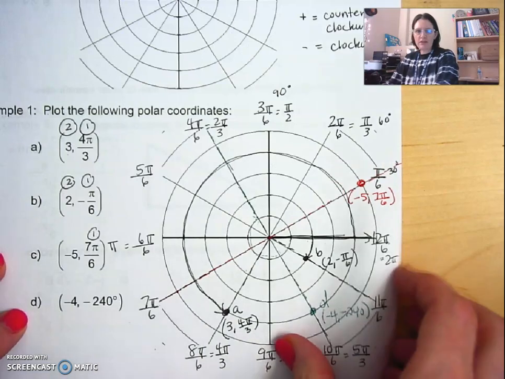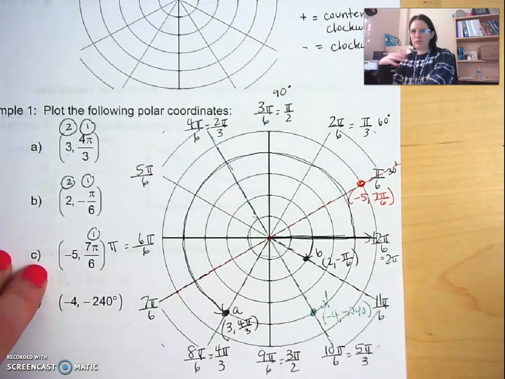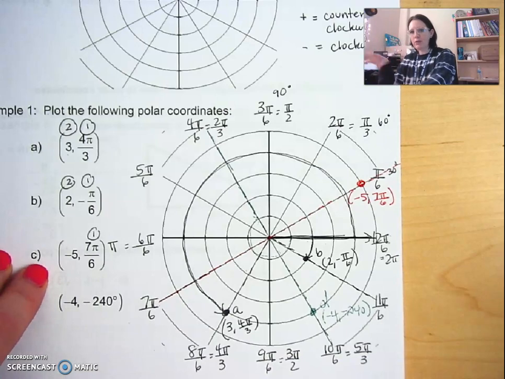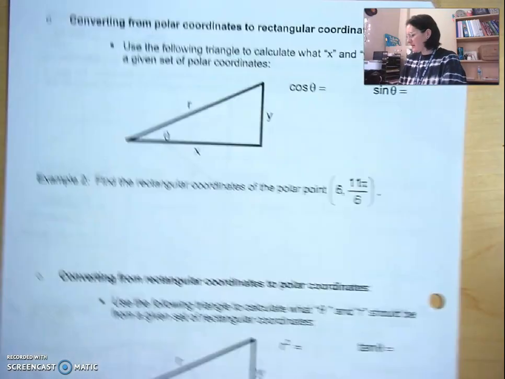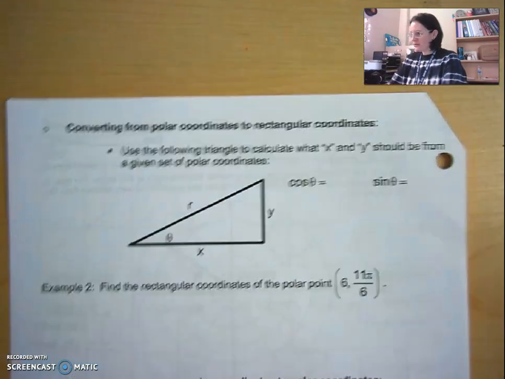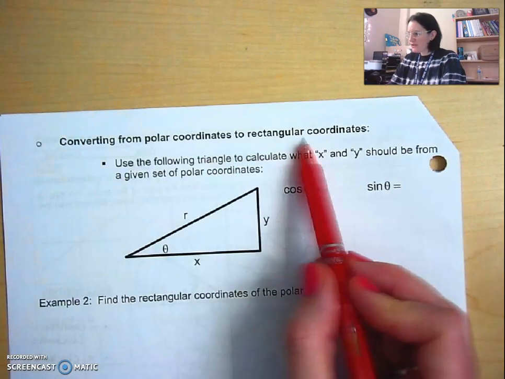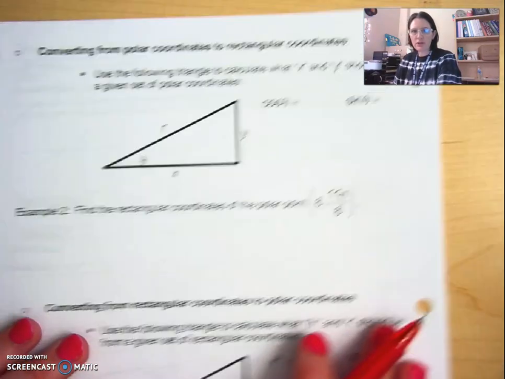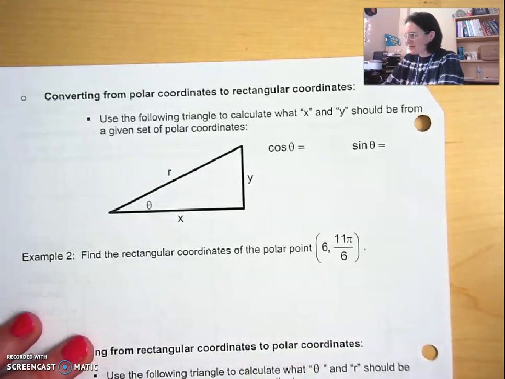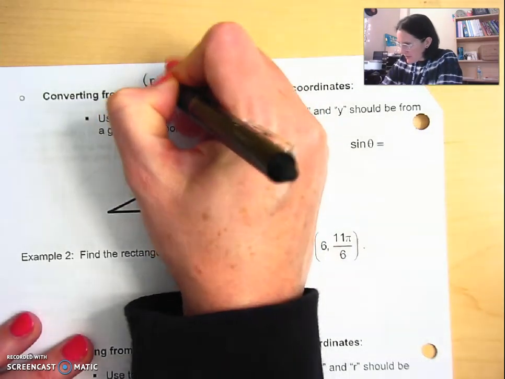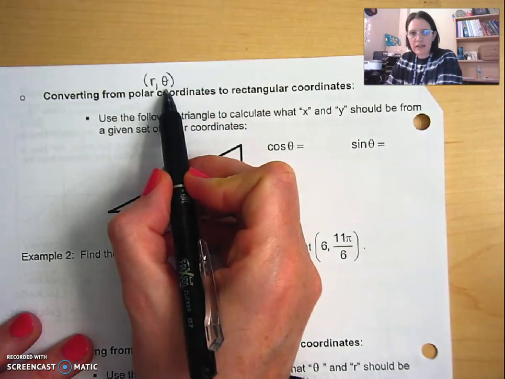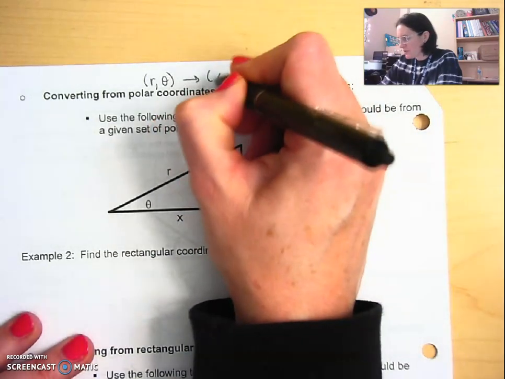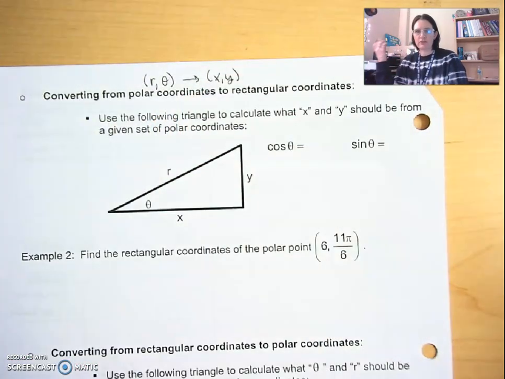All right, so the point of that was just to get us more of an intuitive understanding of where points are in the polar coordinate system. What we're going to do now is algebraically convert from polar coordinates to rectangular, and then from rectangular to polar. So if we're converting from polar to rectangular, that means we are starting with something in this form, a radius and an angle measure, and we're converting it to x, y, a horizontal and vertical measure.